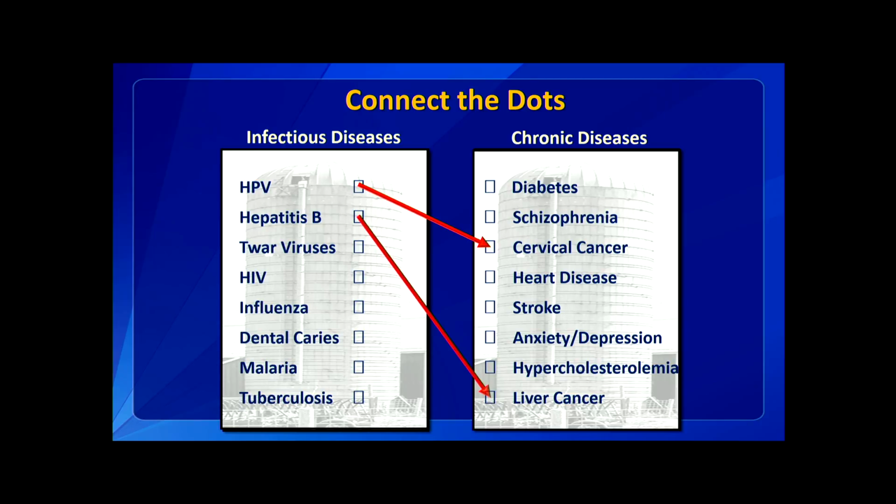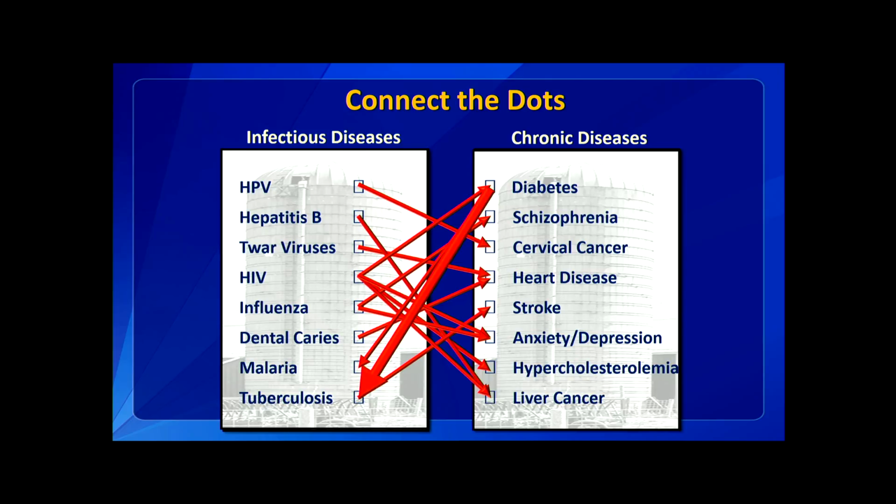We know HPV causes cervical cancer. Hepatitis B can lead to liver cancer. The herpes viruses cause heart disease. HIV causes a host of chronic diseases, hypercholesterolemia and diabetes and liver cancer, anxiety and depression. We know babies of moms who have influenza are more likely to have schizophrenia, a chronic mental condition from an infectious disease. Dental caries are related to heart disease. Tuberculosis causes strokes and heart attacks in the initial portion. And diabetes can link to worsening malaria, and then what this talk discusses, diabetes and TB.